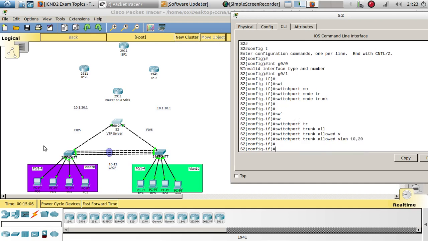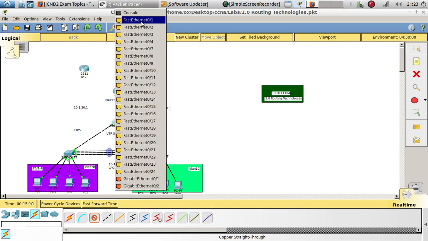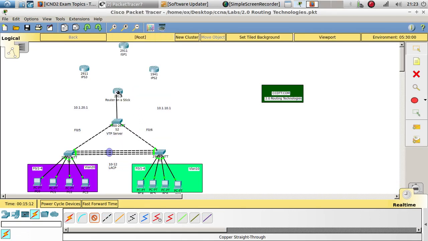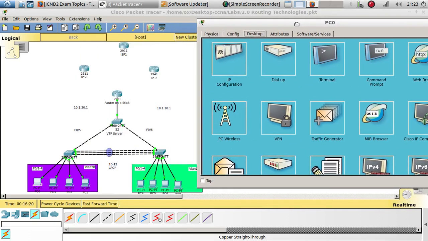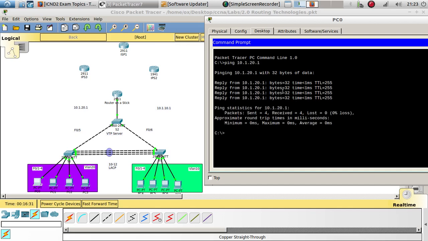All right, so let's go ahead and plug these two. So it is on 0/0. This one is 0/1 and 0/0. Okay, so now from this computer I should now be able to ping my default gateway, 10.1.20.1. And there it is working.